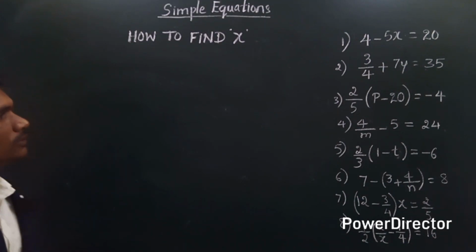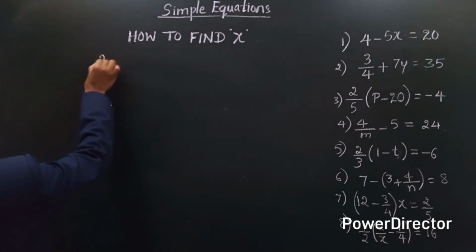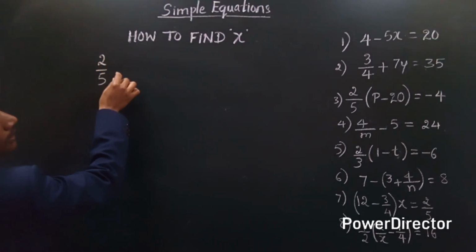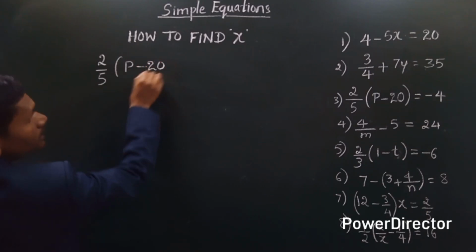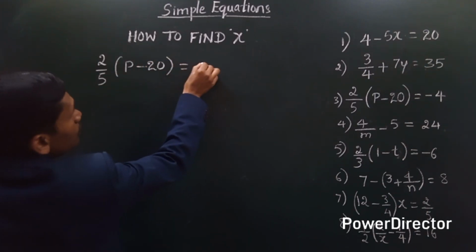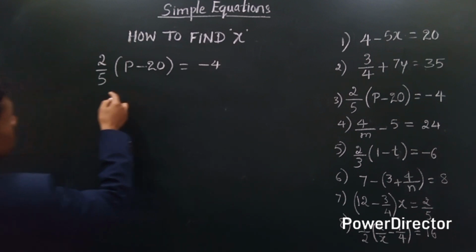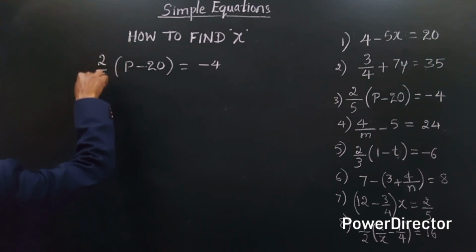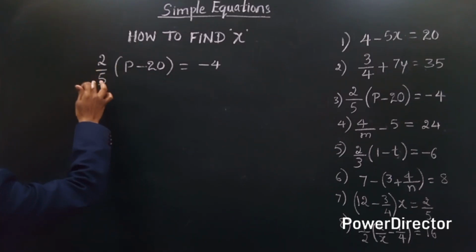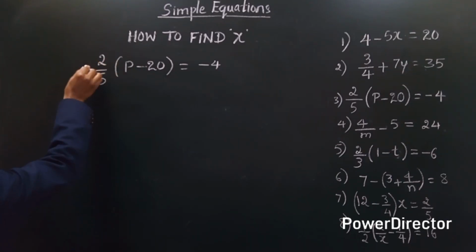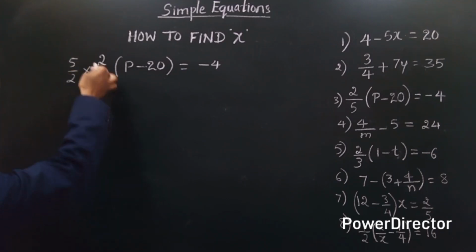Okay. Now coming to the third equation. That is 2/5 of (P minus 20) is equal to minus 4. Right? What to do? We don't want this 2/5 here. So to cancel this, what can you do? Just multiply 5 by 2 with this. This cancels exactly. Here 5 by 2, if you write the reciprocal and multiply, finished.